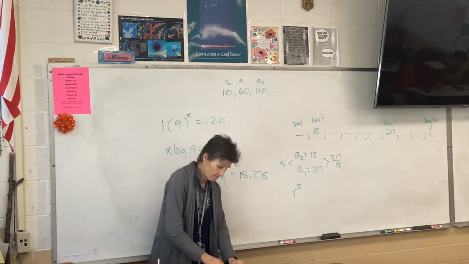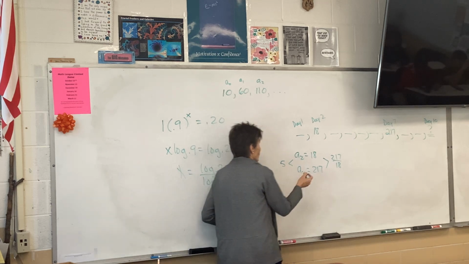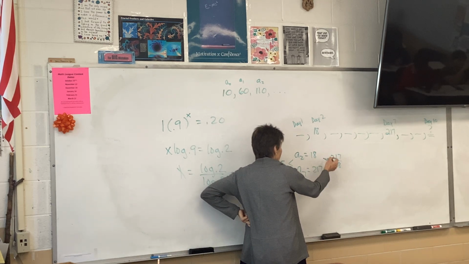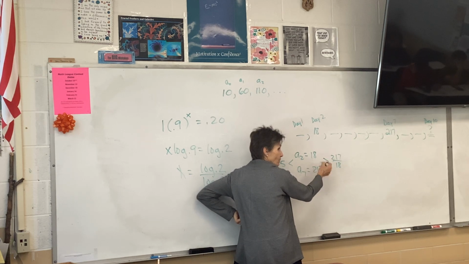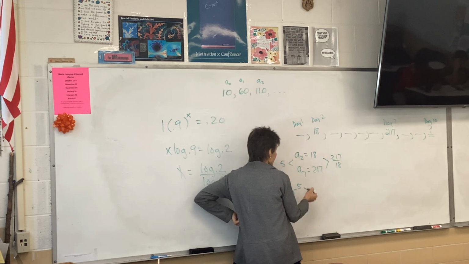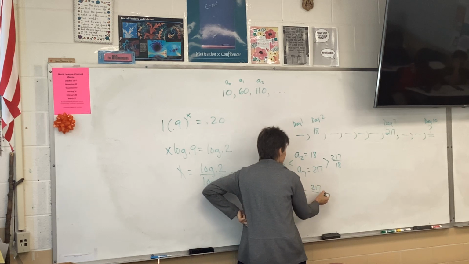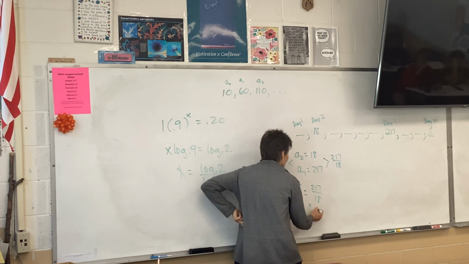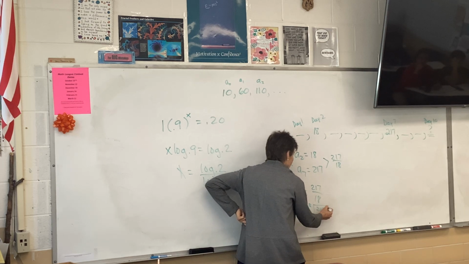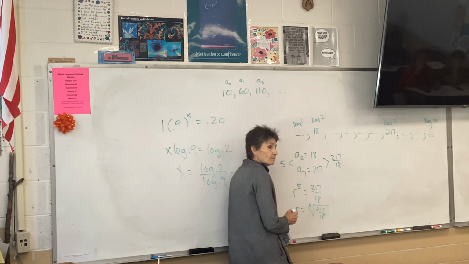No, it's not. So I'll just leave it that way. So the total thing I have to multiply by is 217 over 18. Does that make sense to everyone? And I got to do that in 5 steps. So my ratio is going to be the 5th root of that.